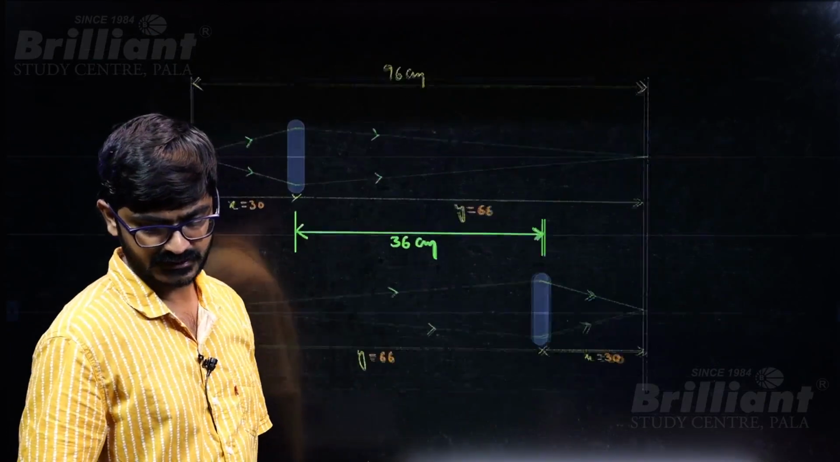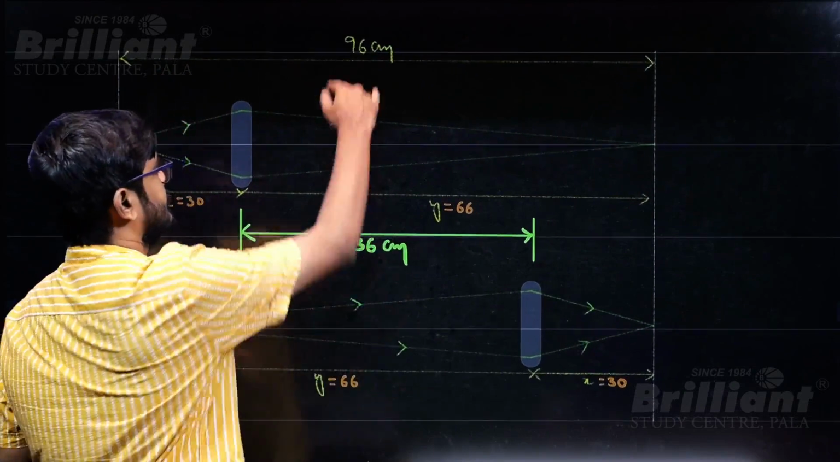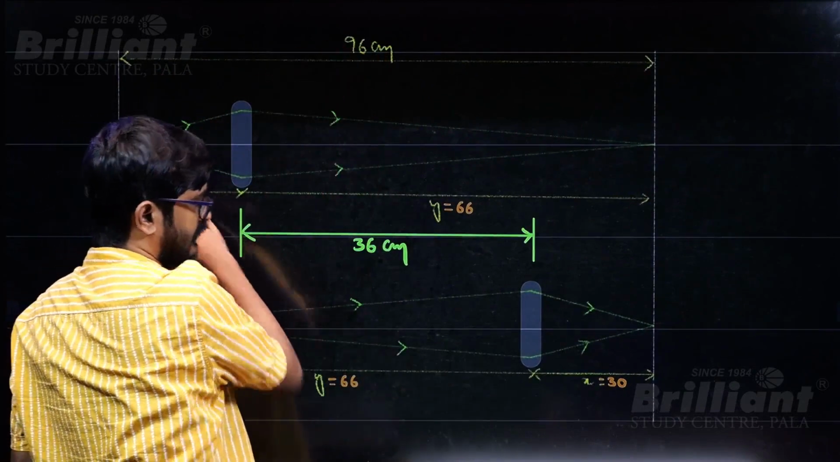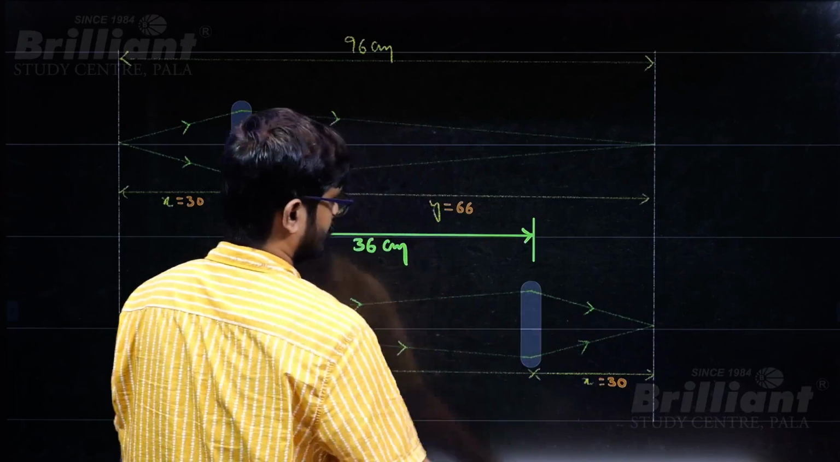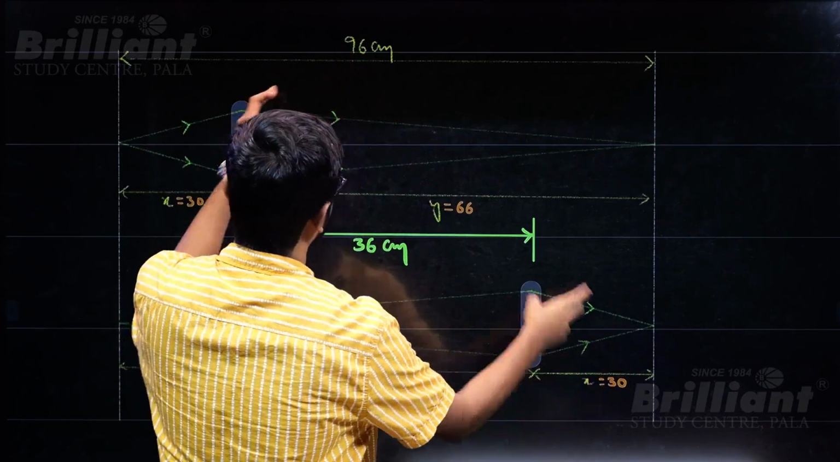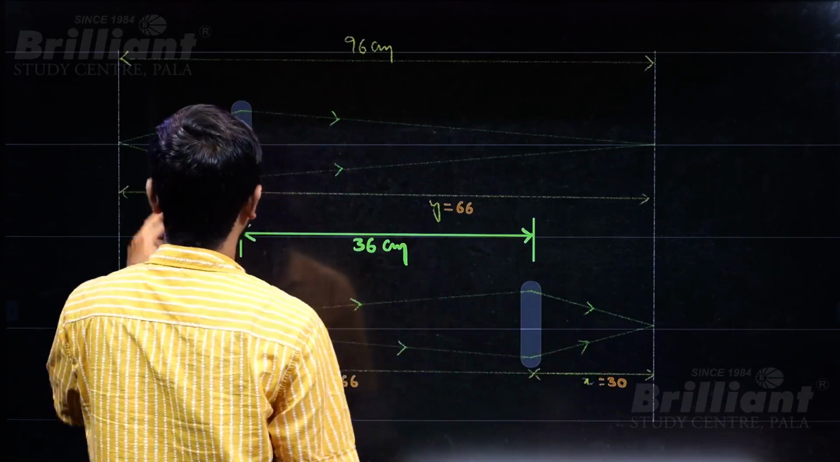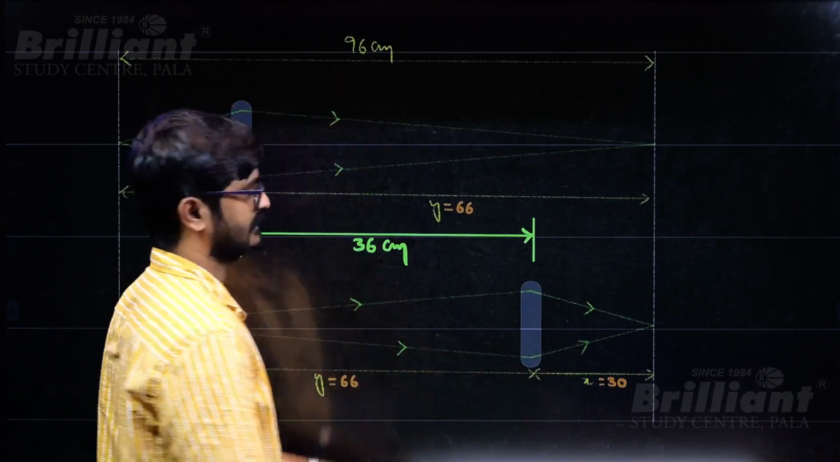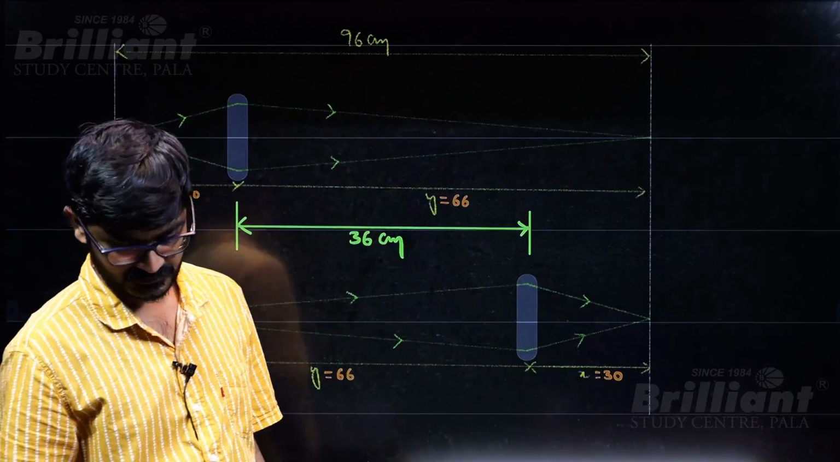Now let me put the information back. This is 96, this is 30 and this is also 30. So if this is 30 and this is 30 and the total is 96, the distance between the lens positions is going to be 36. 30 plus 30 plus 36 is 96. So that's the idea, right?